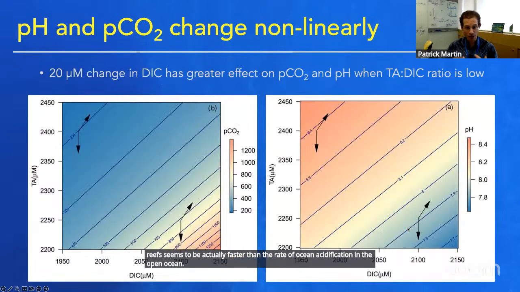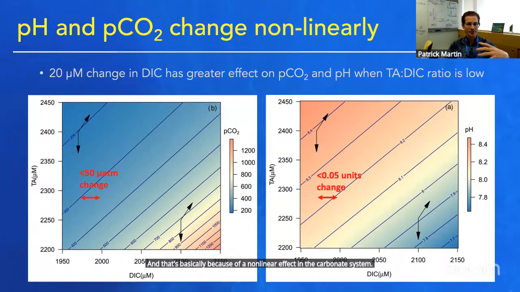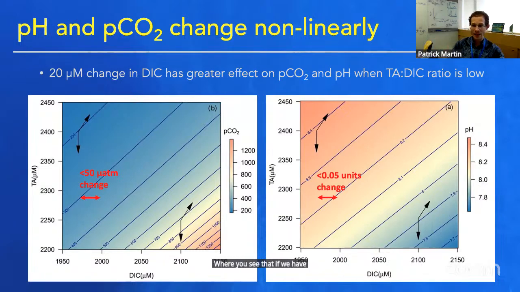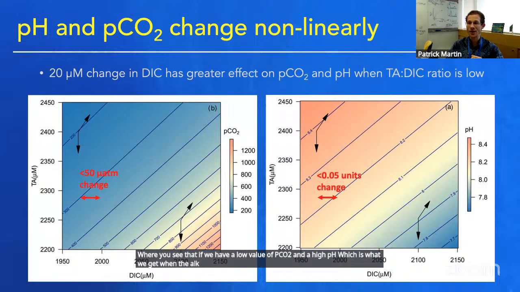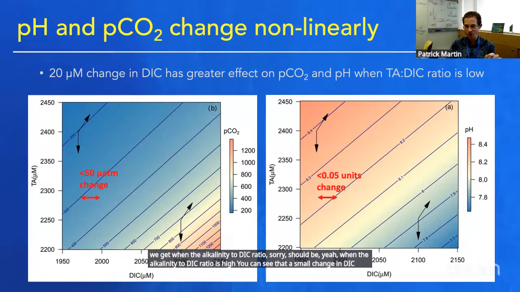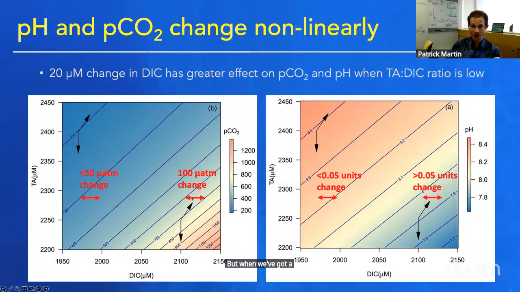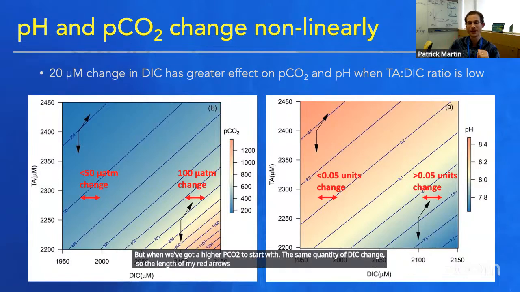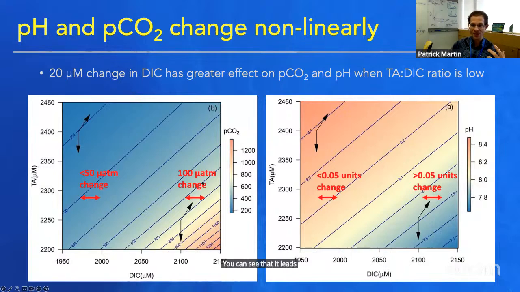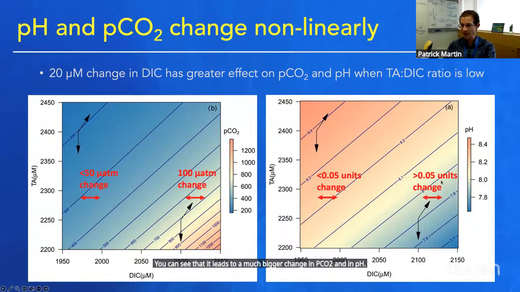And that's basically because of a nonlinear effect in the carbonate system. If we have a low value of PCO2 and a high pH, which is what we get when the alkalinity to DIC ratio is high, you can see that a small change in DIC has not so much impact on PCO2 and pH. But when we've got a higher PCO2 to start with, the same quantity of DIC change, so the length of my red arrows is the same, leads to a much bigger change in PCO2 and in pH if we're in a more acidified condition of water.